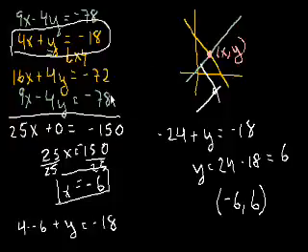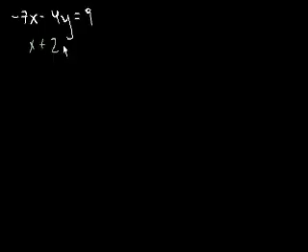Let's see how much time I have. I think we have time to do another problem. So let's say I had the following equations, and I'm going to write them in two different colors again. Minus 7x minus 4y equals 9. And then the second equation is going to be x plus 2y is equal to 3.